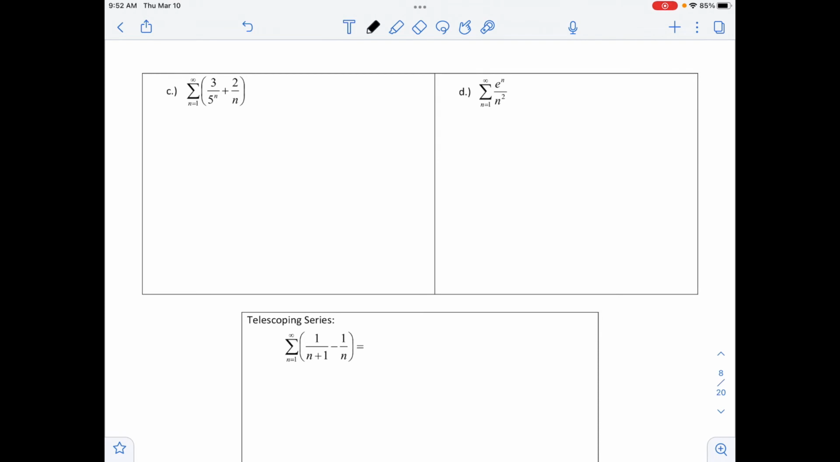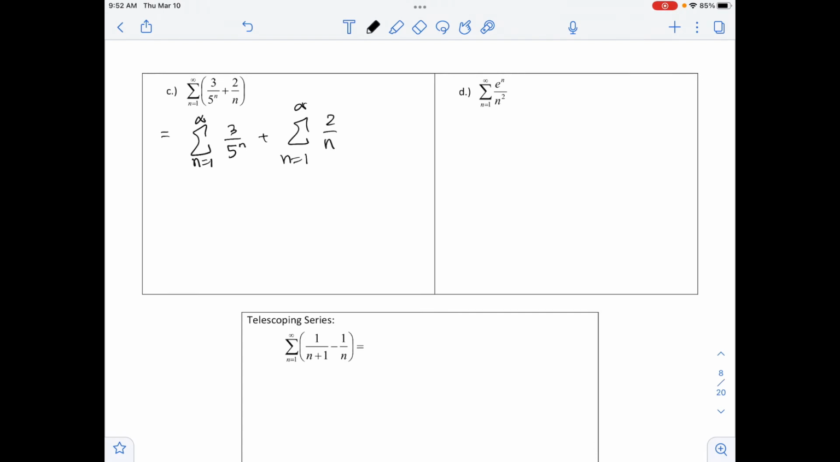The next page has 2 more examples with the same directions. So part C says the sum from n equals 1 to infinity of 3/5 to the n plus 2/n. And again, I'm going to look at these each separately since they are really different. The one looks more geometric than the other. And so I'm going to say this is equal to the sum from n equals 1 to infinity of 3/5 to the n plus the sum from n equals 1 to infinity of 2/n.